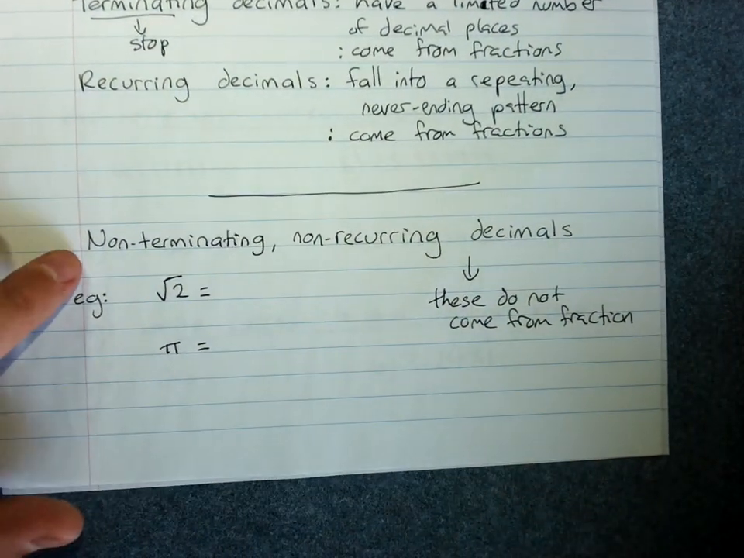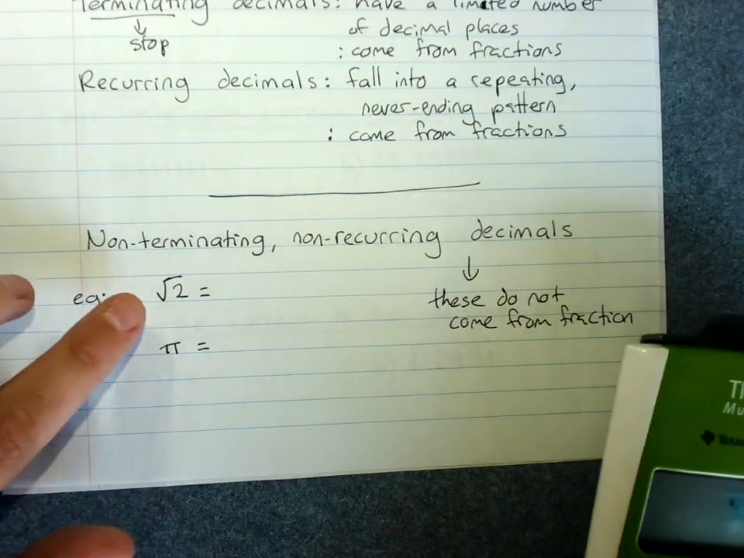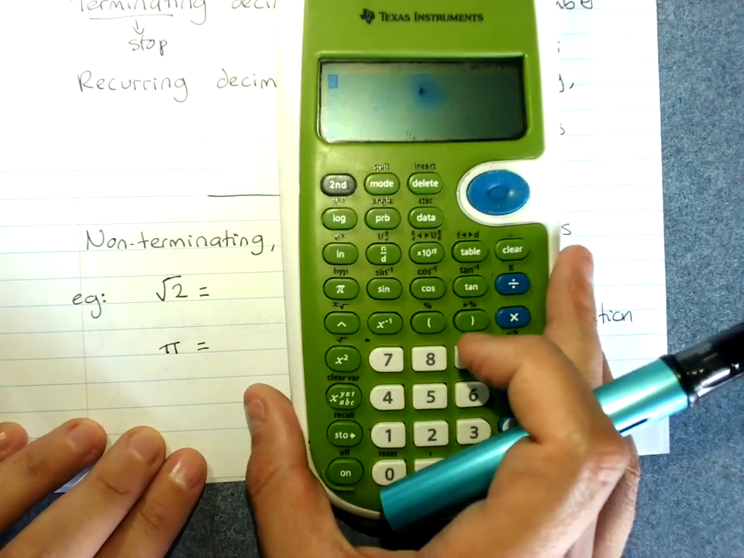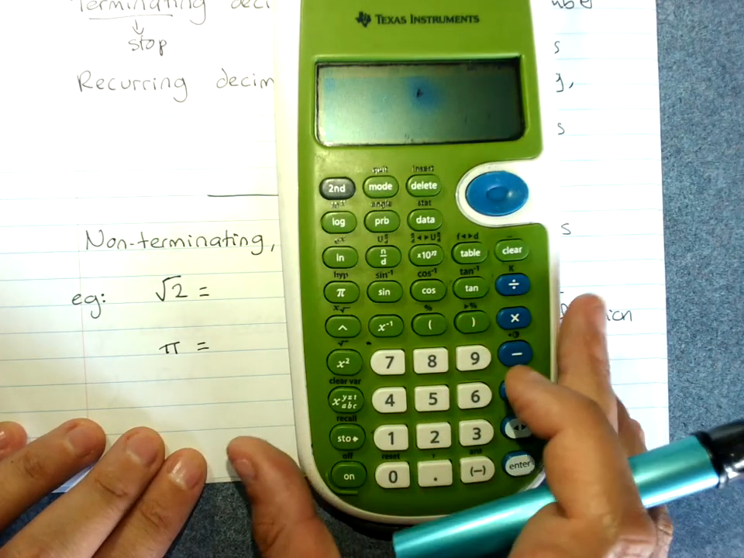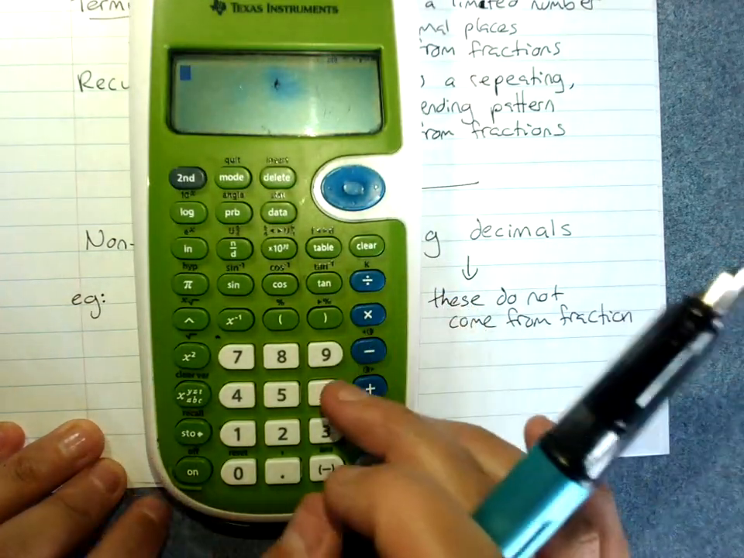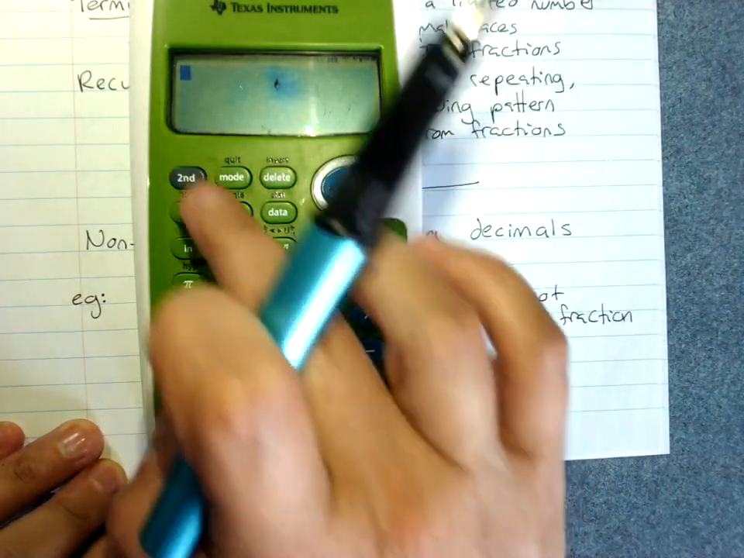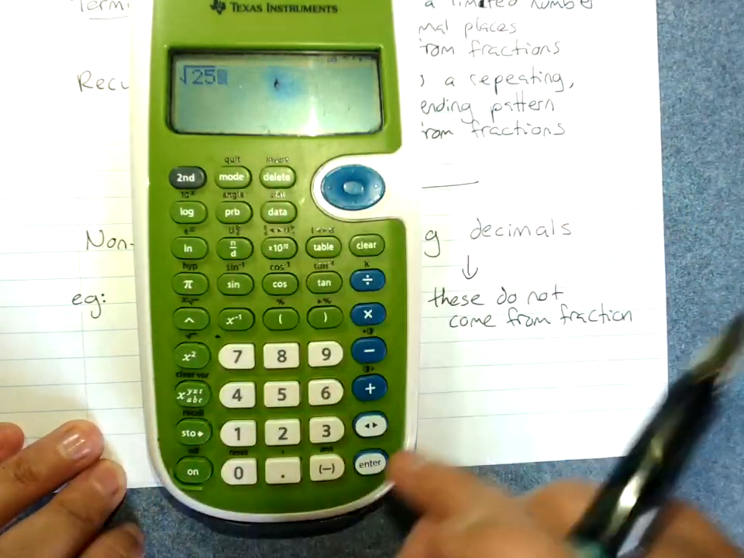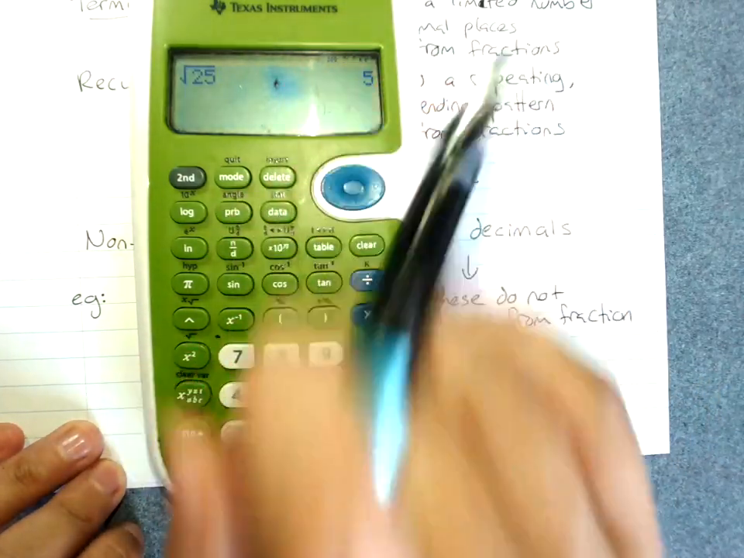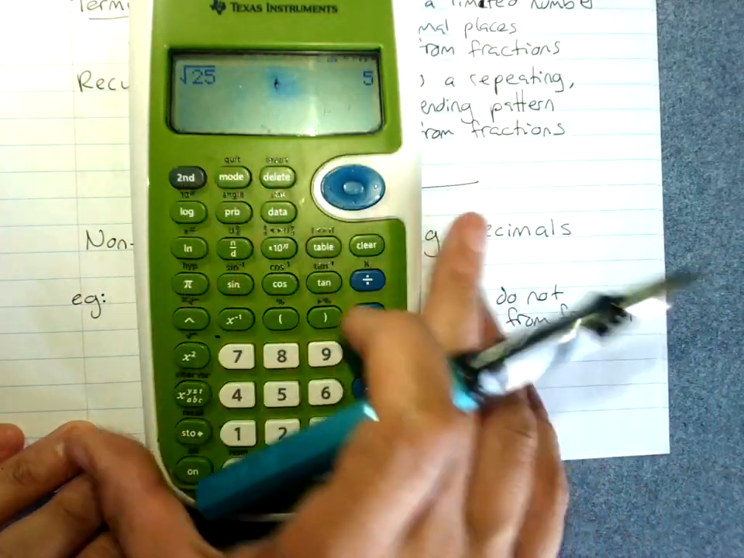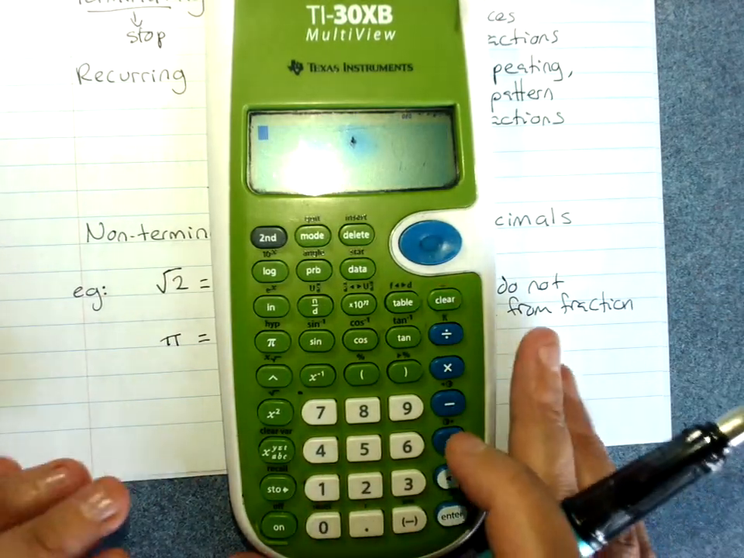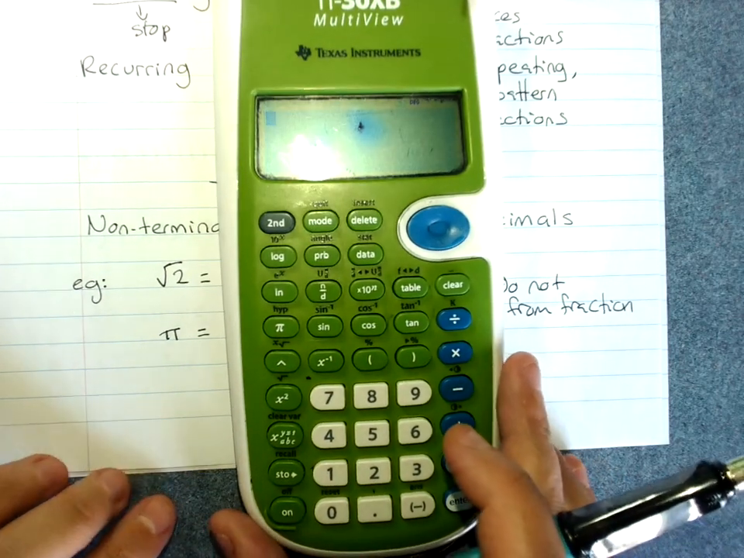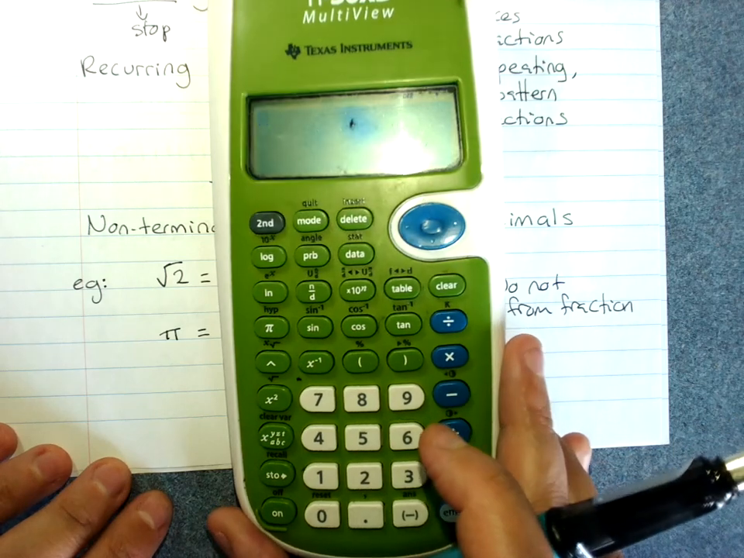We get our non-terminating, non-recurring decimals from things like square roots. Now some square roots, remember a square root is saying what did I square to get this number? So I know that, for example, 5 squared is 25. So if I do the square root of 25, it's saying what did I square to get 25? So the answer is obviously going to be 5. That's fine. But sometimes I say, well, what about the square root of 2? Now you can't think of a number that multiplies by itself to give 2. 1 times 1 is 1, 2 times 2 is 4. It's got to be somewhere between those two.